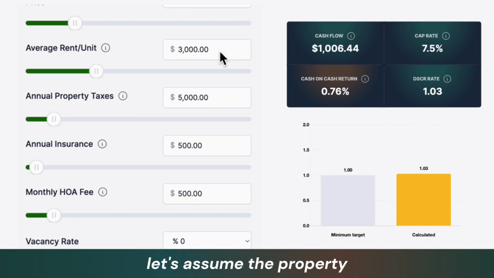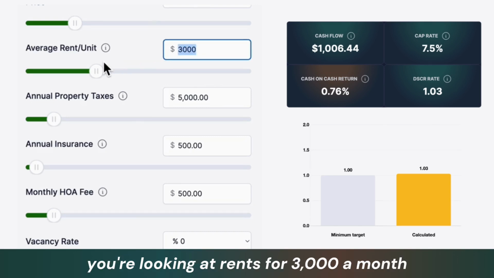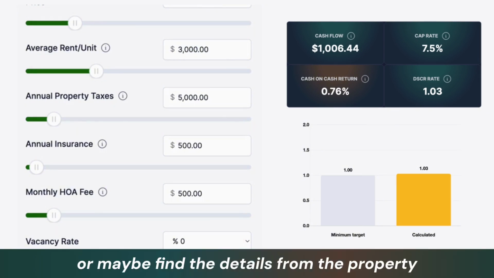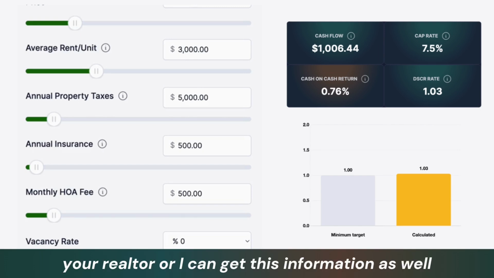Let's assume the property you're looking at rents for $3,000 a month. That's the income. Now let's enter the expenses. You can estimate or maybe find the details from the property advertisement. Your realtor or I can get this information as well.